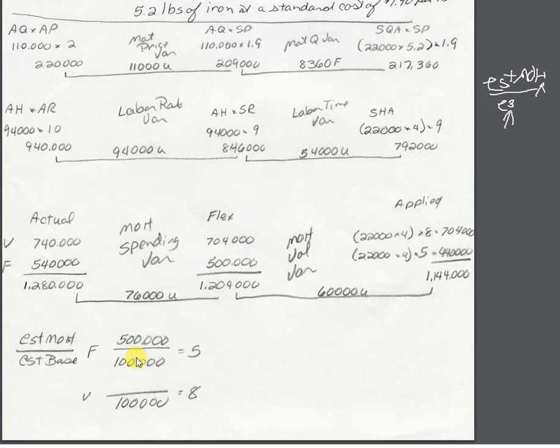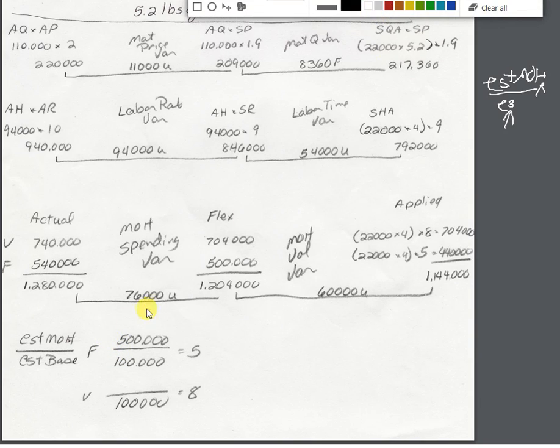So I'm going to go down here, and for fixed, I have estimated overhead that I don't know, divided by my estimated base of 100,000, that gives me 5, okay? So now I can back into the 500,000 because I know that some number divided by 100,000 equals 5, so 5 times 100,000. I can do the same for variable, but it's not as important, but I just need to know this 8. So this 500,000 goes here. This 5 is fixed, so it goes here. And this 8 goes right there.